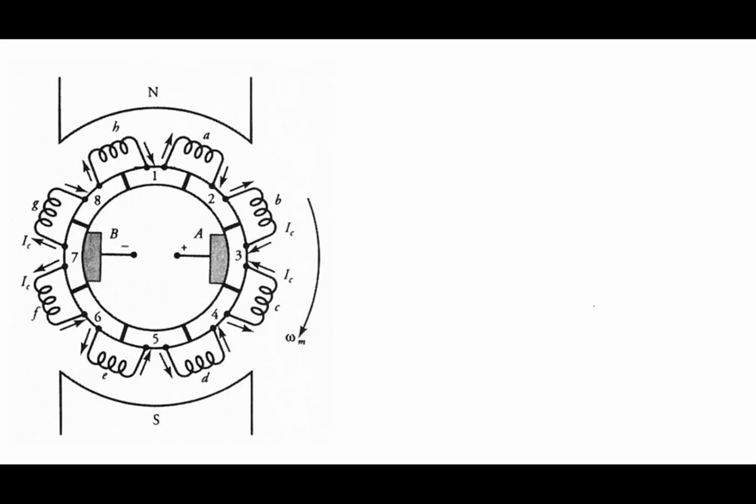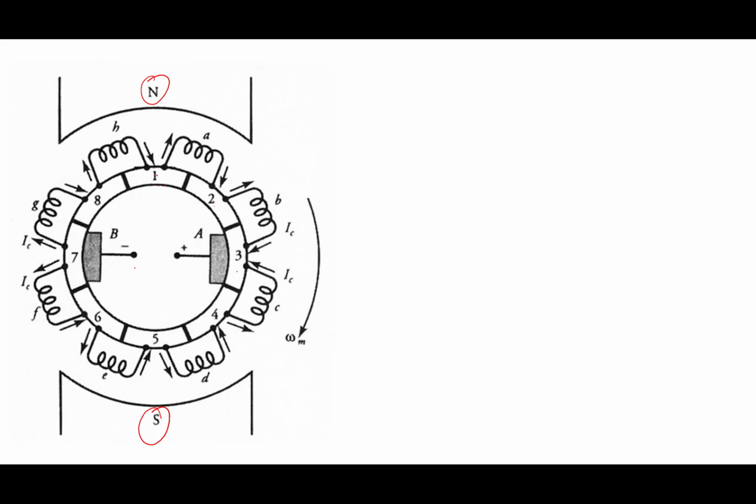What you are seeing here is a two-pole machine, right? Here we have the north pole, here we have the south pole. And we have various coils, marked as A, B, C, D, E, F, G, H. Now here these are the commutator segments, marked as 1, 2, 3, 4, 5, 6, 7, 8. We have eight commutator segments. Now I have two brushes, one brush is A and the other brush is B. Now suppose we consider coil B, let us say.